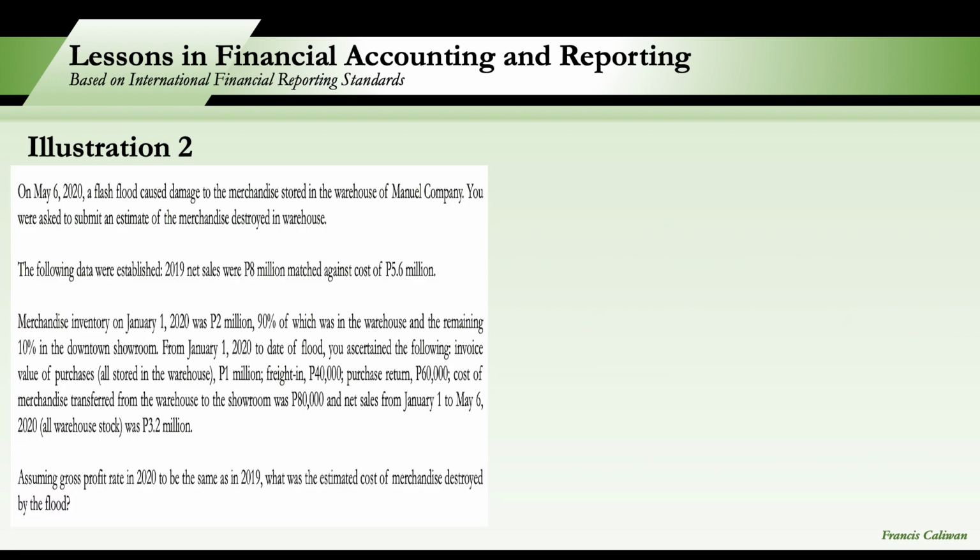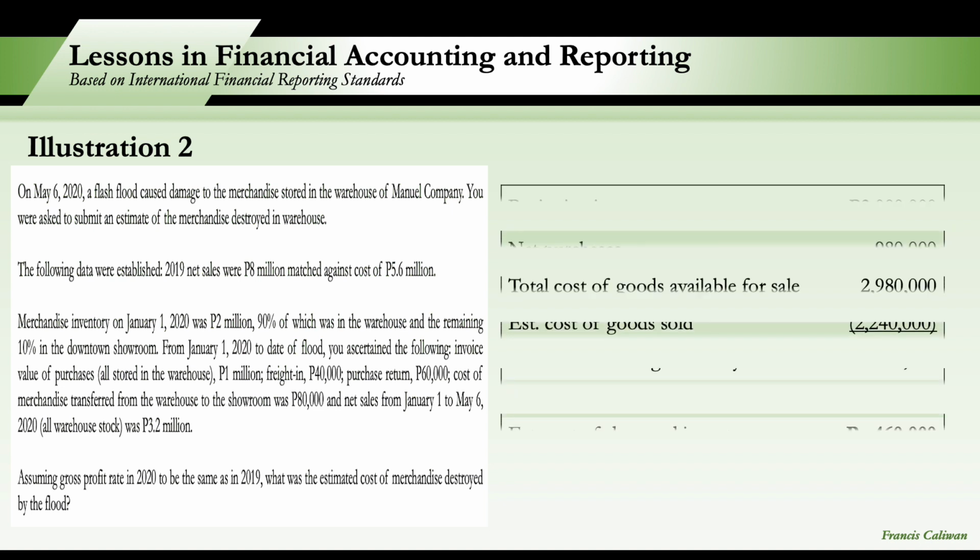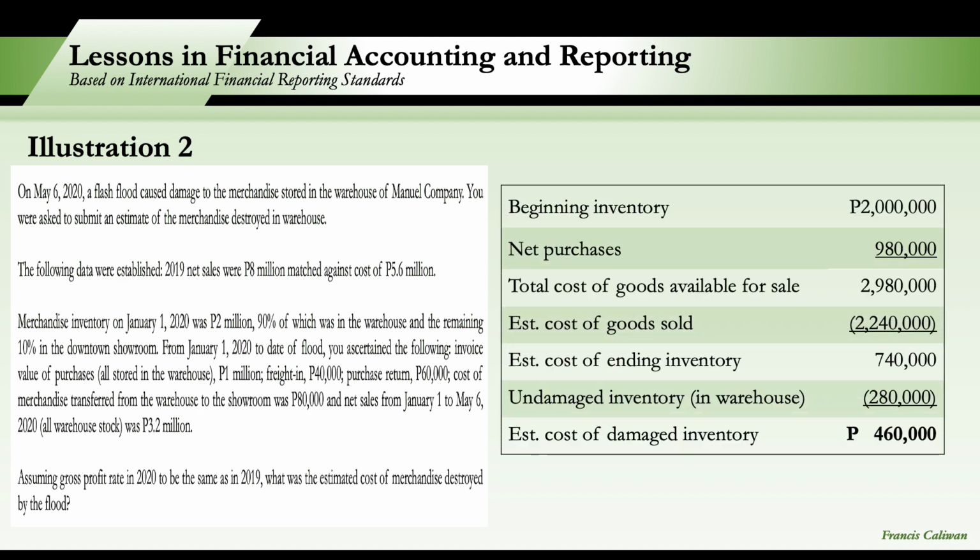So to answer this problem, let us have this solution. First, we'll start with our beginning inventory. It's 2 million, and then we add our net purchases. The value of purchases is 1 million, and then we have freight in of 40,000, and then we have purchase return of 60,000. So our net purchases is 980,000.